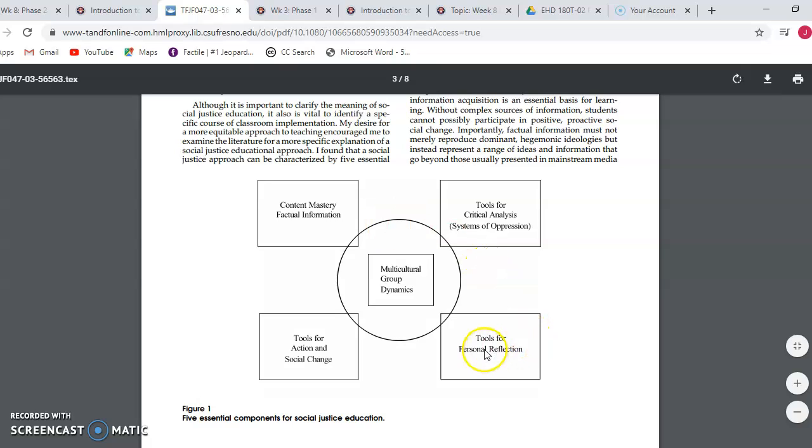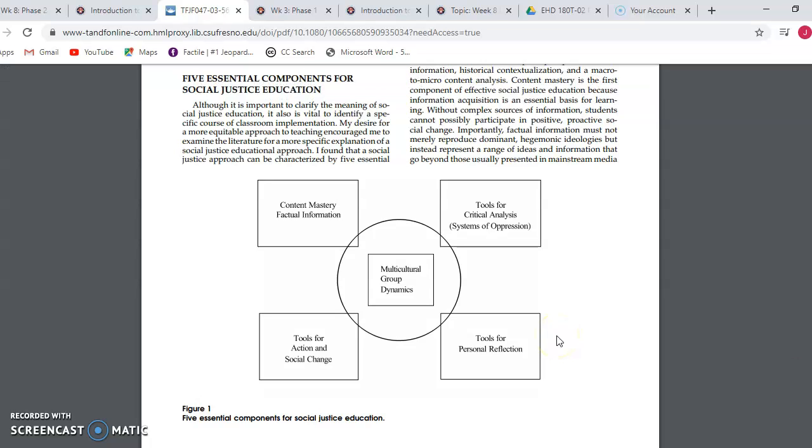So, for example, tools for personal reflection, I made sure that in some of our assessments they could self-assess, and it actually kind of goes into the tools for critical analysis as well. We're making sure that they have self-assessments, and that way they could learn how to build up on their work when it comes to how they view it themselves, so know where their errors are, and hopefully that will help them understand the content better.